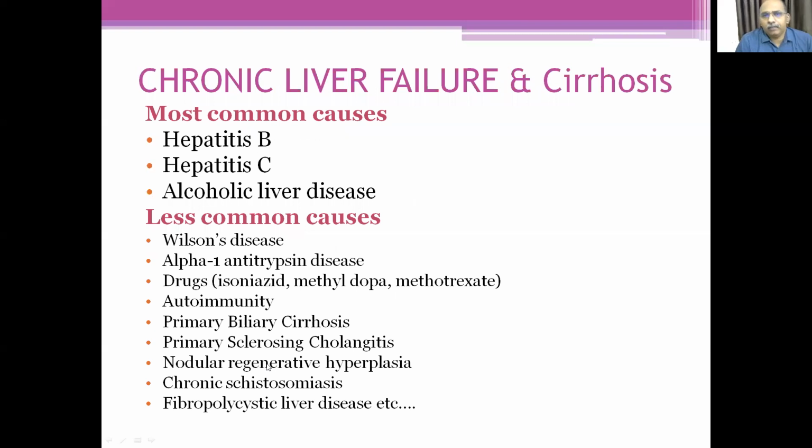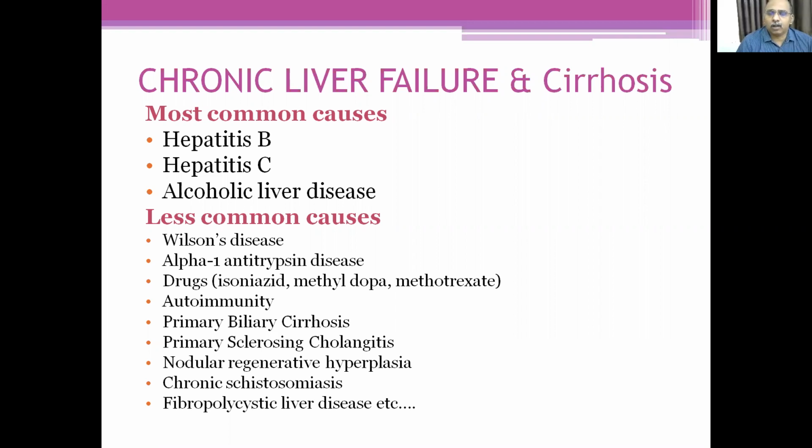And chronic liver failure: the most common causes are hepatitis B. See, you have to remember these things. Chronic liver failure, most common causes are hepatitis B, hepatitis C, and alcoholic liver disease. Not hepatitis A, not hepatitis E, or hepatitis D. So you have to know chronic liver failure is most commonly due to B and C. Okay, in acute failure, it is because of A and E. Then alcoholic liver disease. All these three things are the most common causes of chronic liver failure.